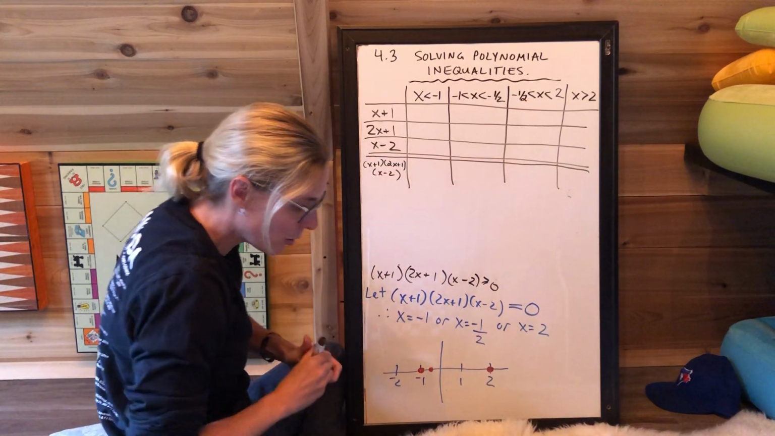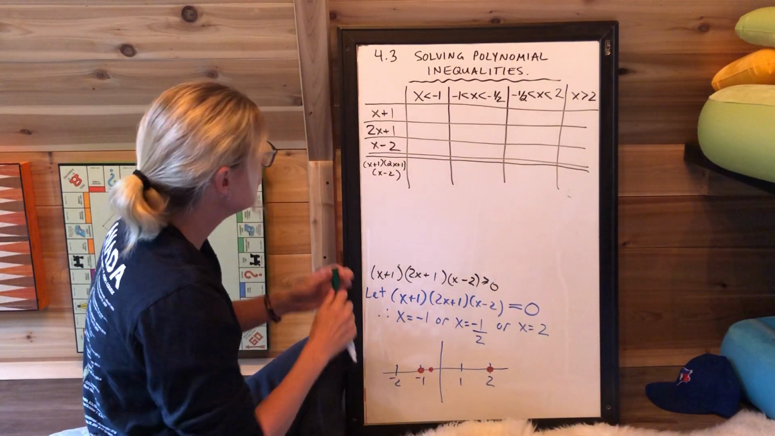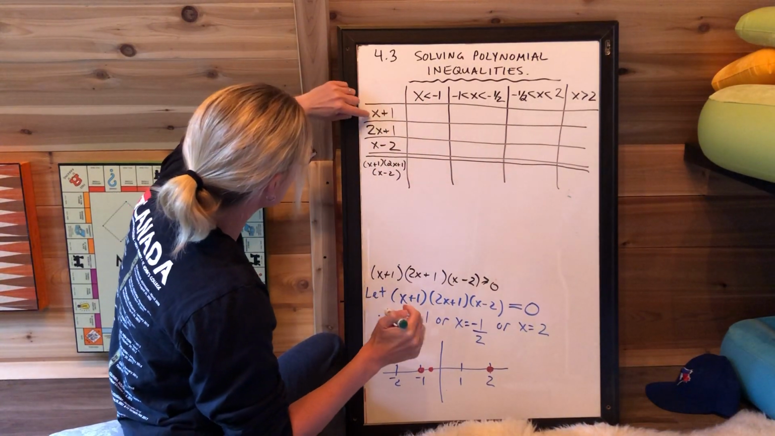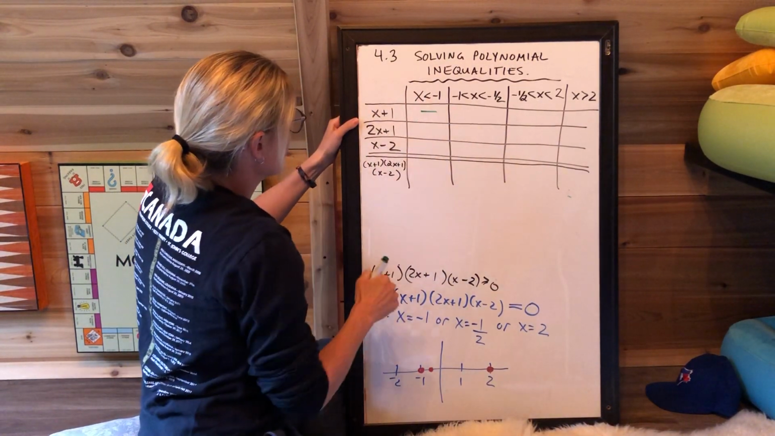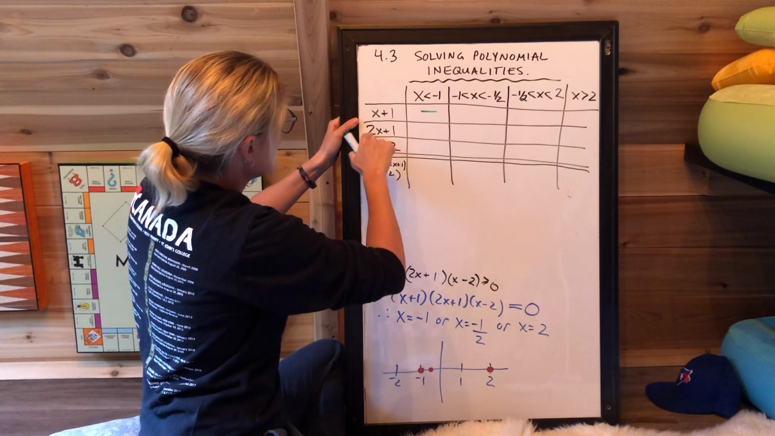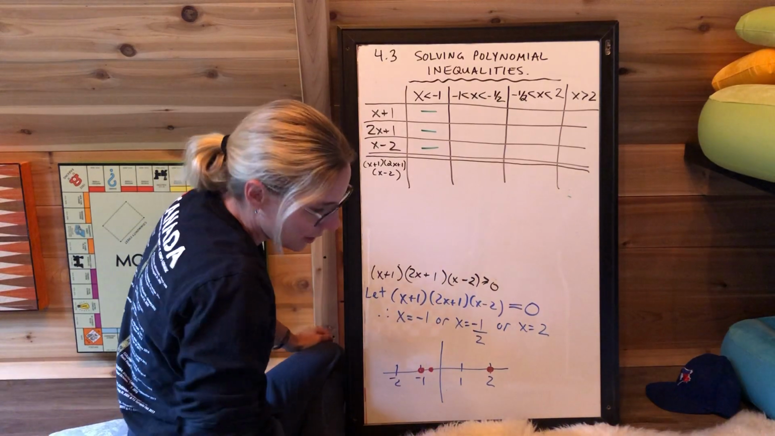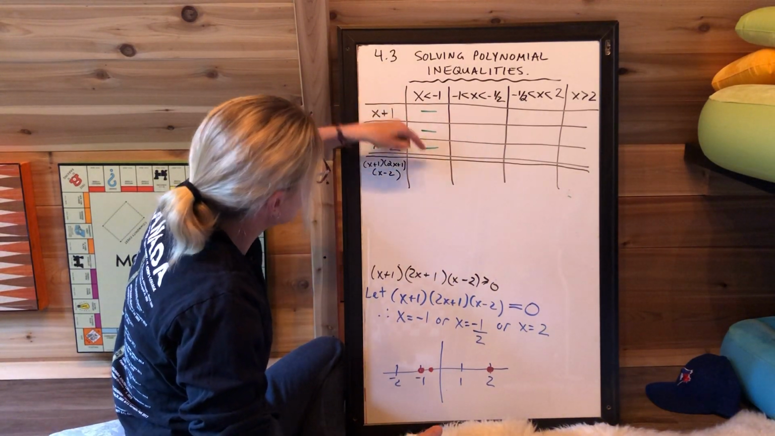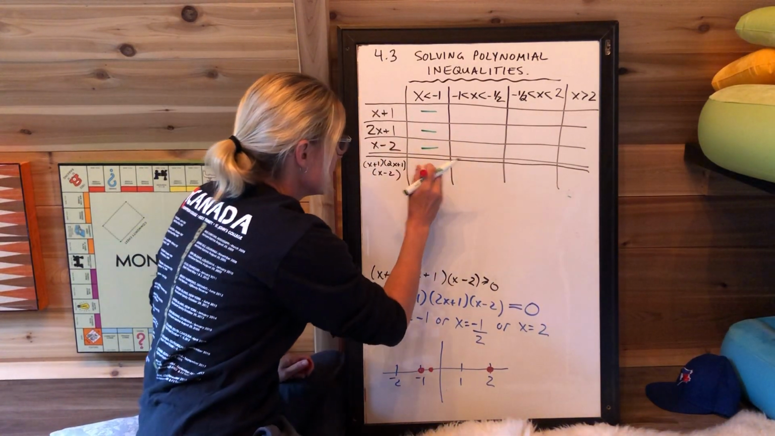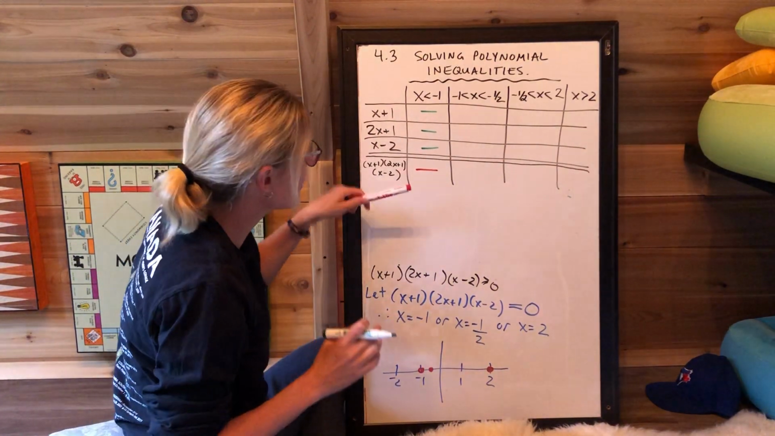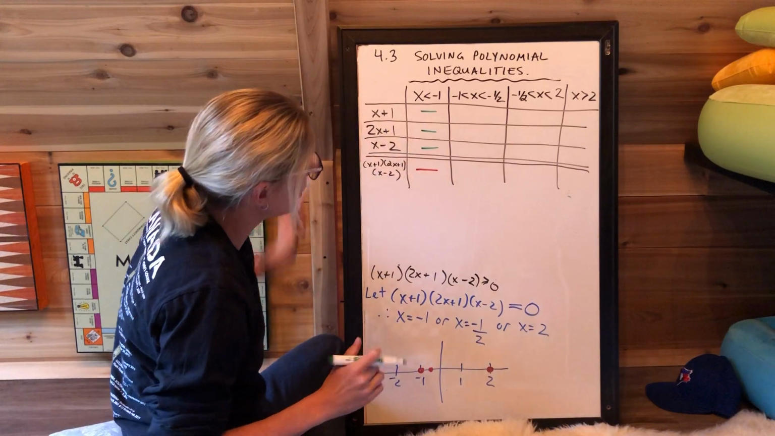Okay, and then you just go about and do the exact same thing you did before. Pick an x value less than -1. If I pick -2, -2 plus 1 is a negative. -4 plus 1 is a negative. -2 minus 2 is a negative. When I multiply a negative by a negative by a negative, I get a negative. Remember, these are the important ones. The ones I'm doing in red are the ones we care about. These just help us find that one.